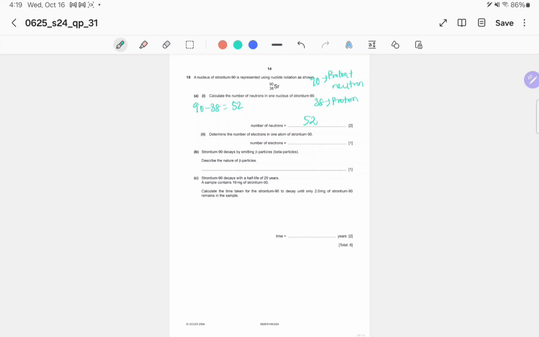Determine the number of electrons in one atom of strontium-90. How will you calculate the number of electrons? The proton number or electron number is 38. Okay. The next part of the question: strontium-90 decays by emitting beta particles. Describe the nature of beta particles. Beta particles have high speed, high energy electrons. That's one thing.